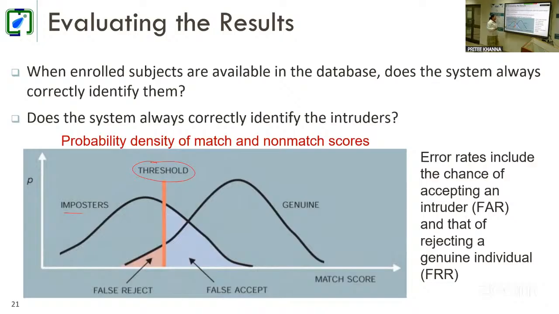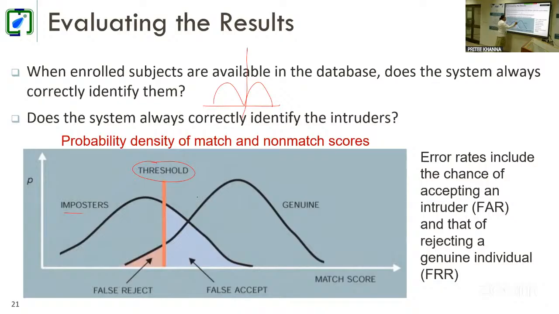When you have chosen a threshold, the problem is that the two curves overlap. If these two curves were separated, our task would be very simple: just choose the threshold and everything is set. But unfortunately, these two curves will never get separated; they will always be overlapped. So you have the imposter distribution, the genuine distribution, and you are choosing a threshold.